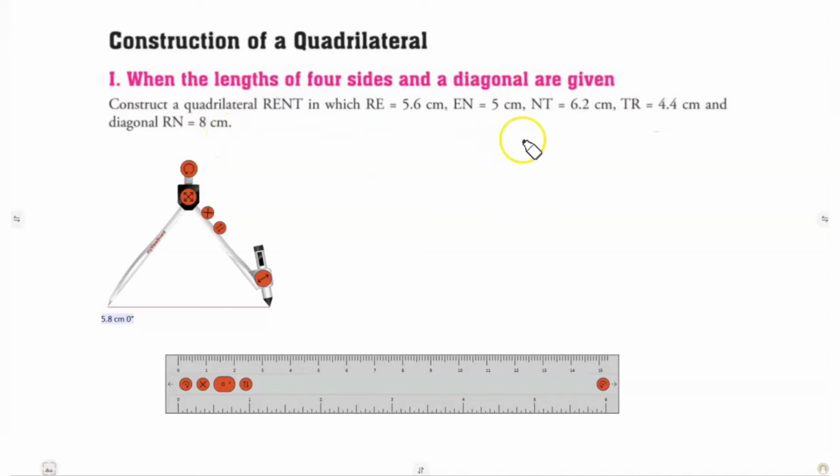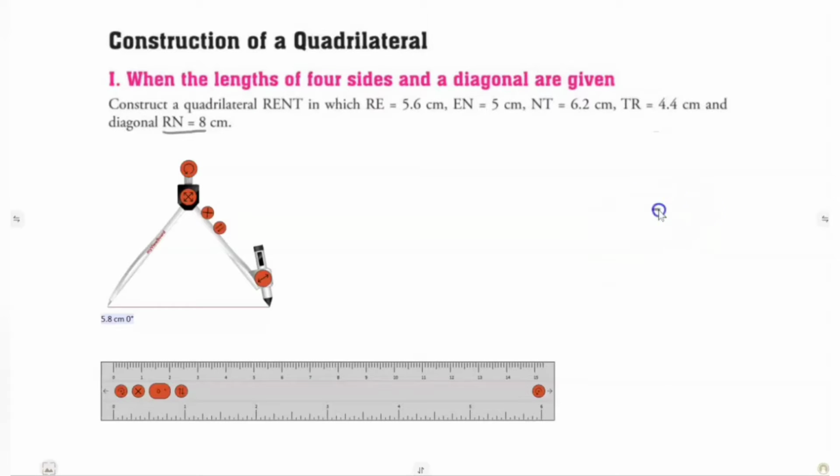Before constructing any quadrilateral, first of all make sure that you construct a rough figure of the given quadrilateral. So how are we going to do that? We are going to draw a rough sketch. For example, for this question, first let us take the diagonal. Let us draw diagonal RN as the base and mark this as 8 centimeter.